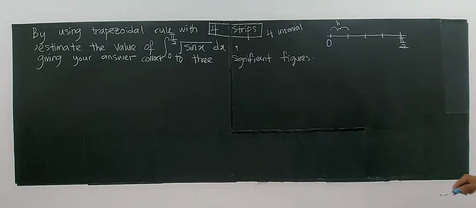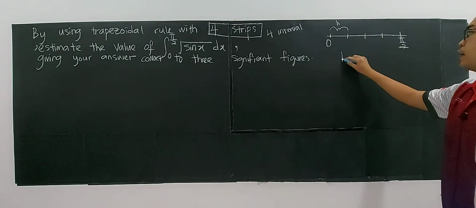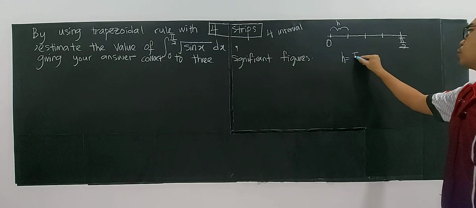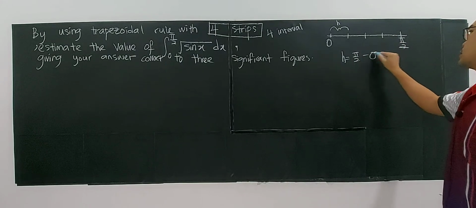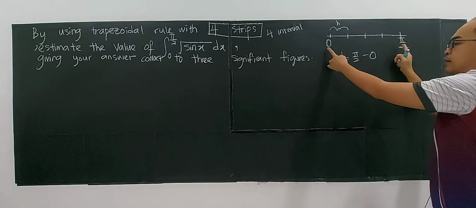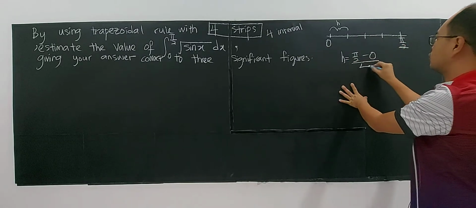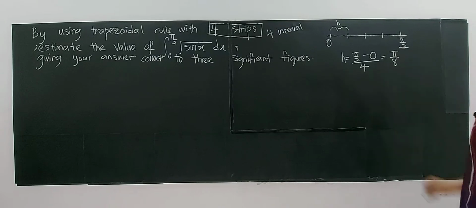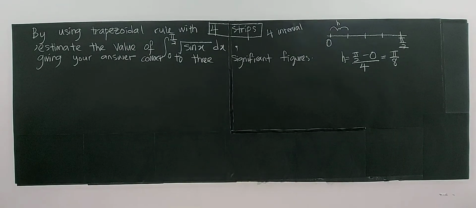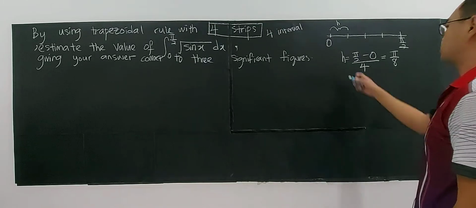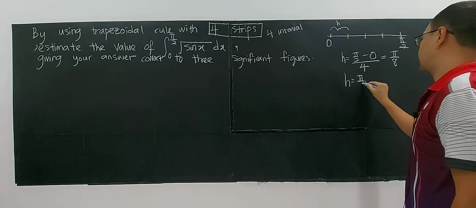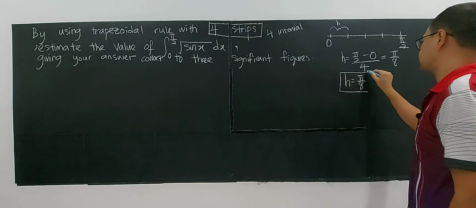So how do we find this? The formula for h is actually very simple: you take pi over 2 minus 0, then you know the length of this interval. You divide the length into 4 equal parts, which gives pi over 8. So this will be your h. Your h value will be pi over 8.